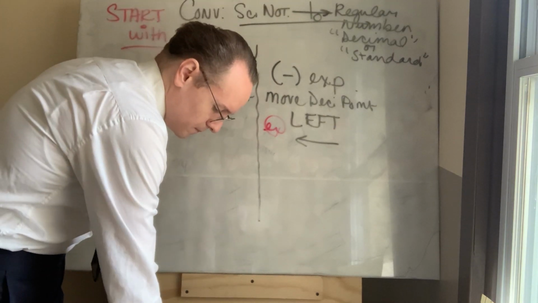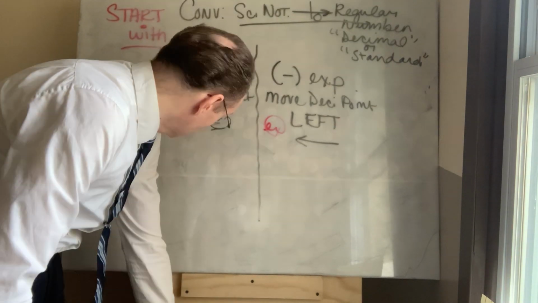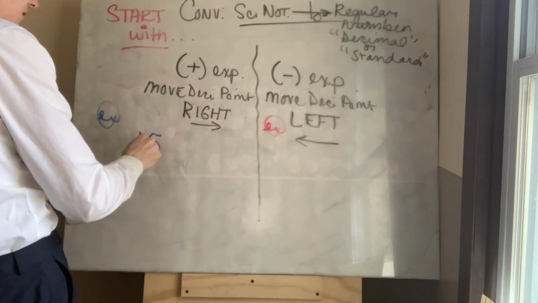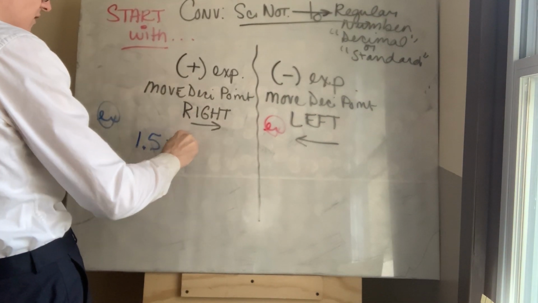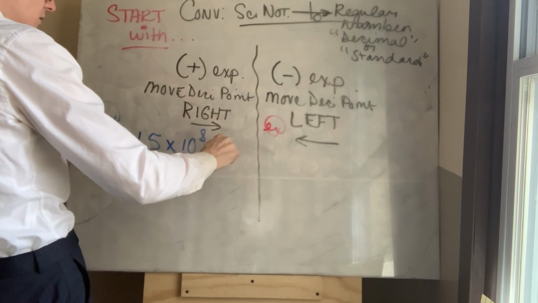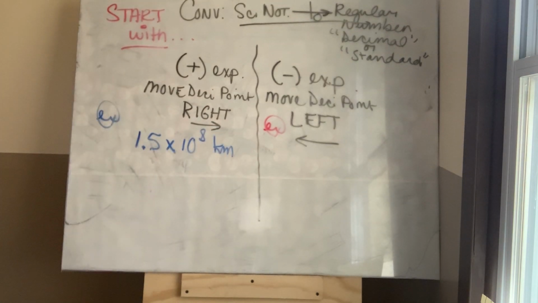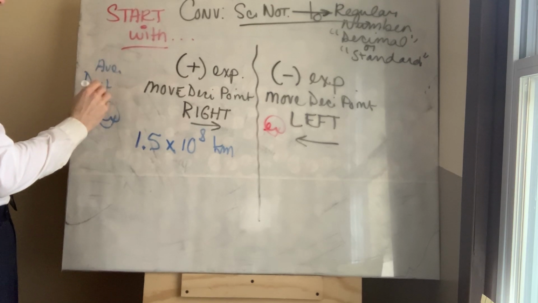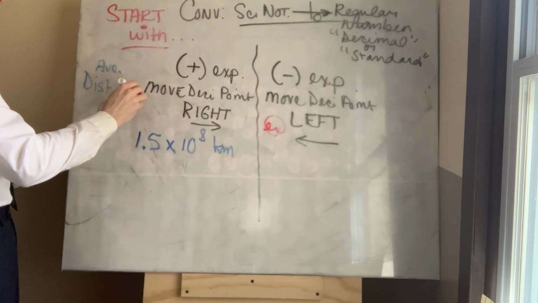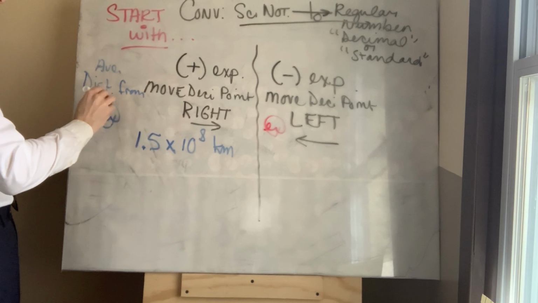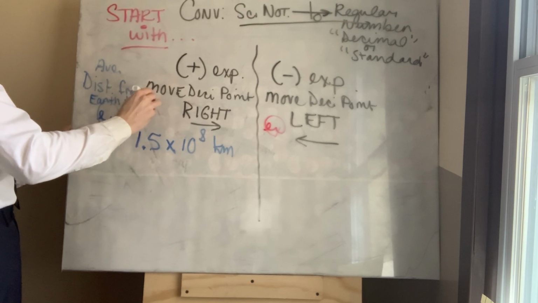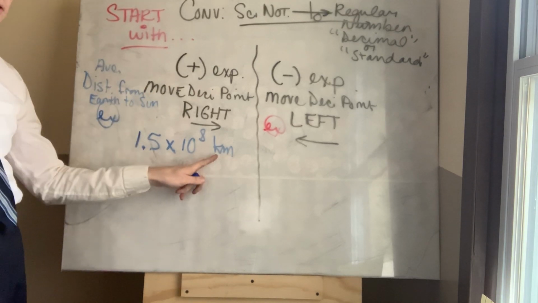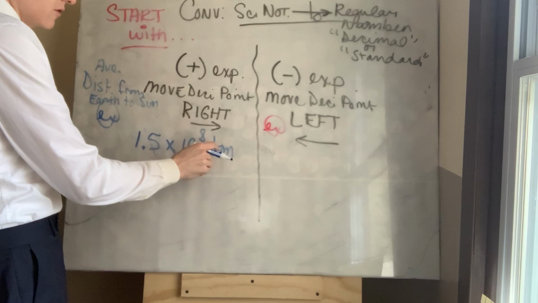This quantity, let's see, 1.5 times 10 to the 8th kilometers is the distance, the average distance, because it changes, from the sun to the earth. 1.5 times 10 to the 8th kilometers, km. Sorry, it's a little sloppy.